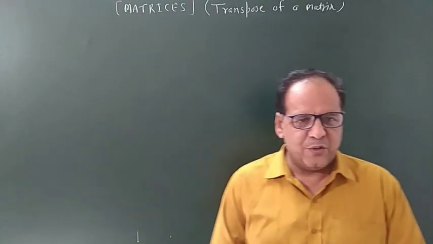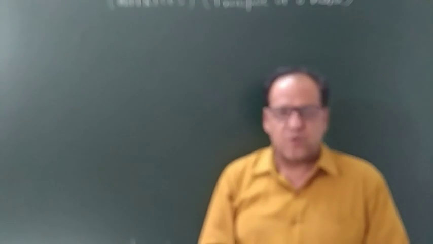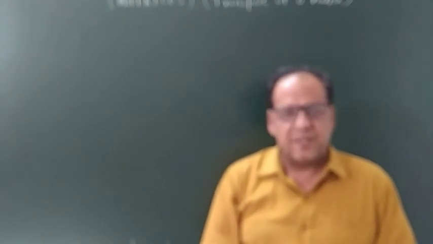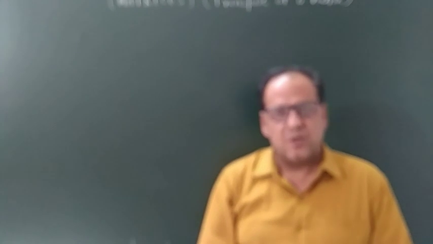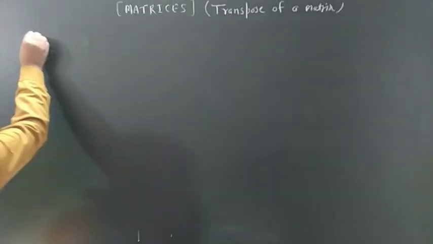Today we are starting a new topic from the chapter matrices, whose name is transpose of matrix. This is a property of matrix, another property of matrix. So in this topic we study what the transpose of a matrix is, what the properties of transpose of matrix are, and based on transpose, two types of matrix: symmetric matrix and skew symmetric matrix. So in this topic we study these topics. First, transpose of a matrix.